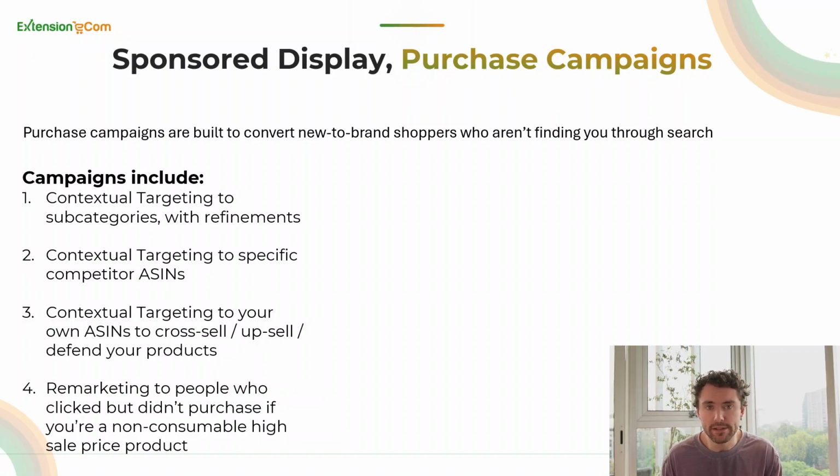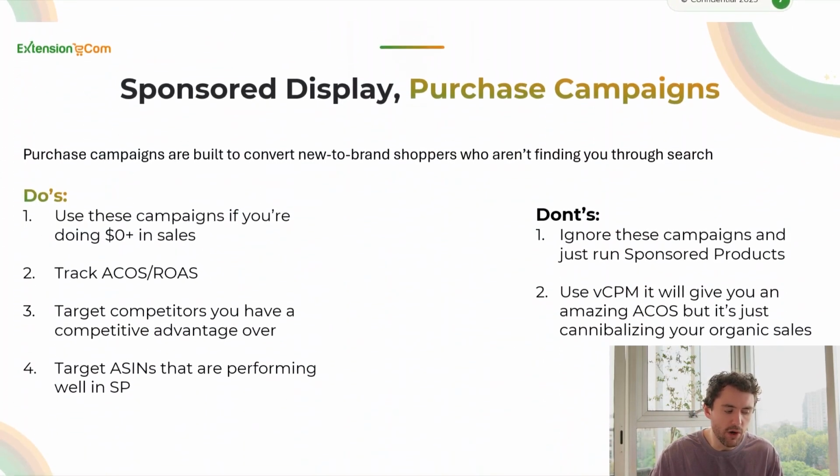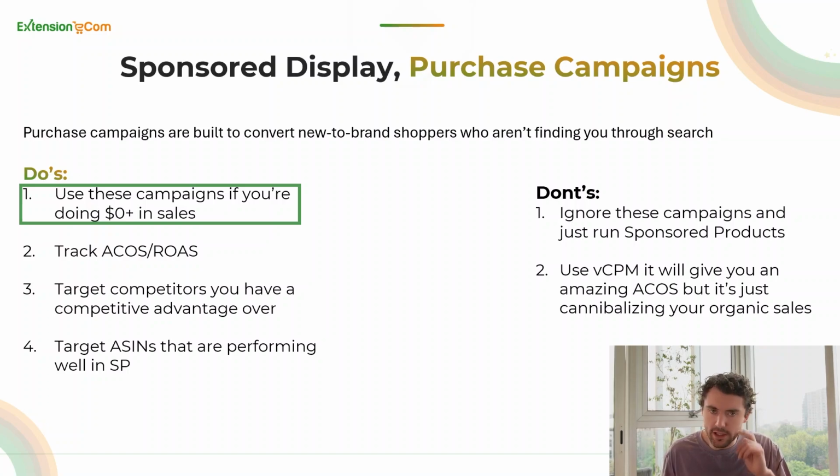We want to go after specific competitor ASINs that you might have a competitive advantage over. You have better star ratings, you have a better price point, etc. You also want to go after anything that's already working within sponsored products. And then also you want to remarket to people who clicked but didn't purchase if you're a high priced non-consumable product.